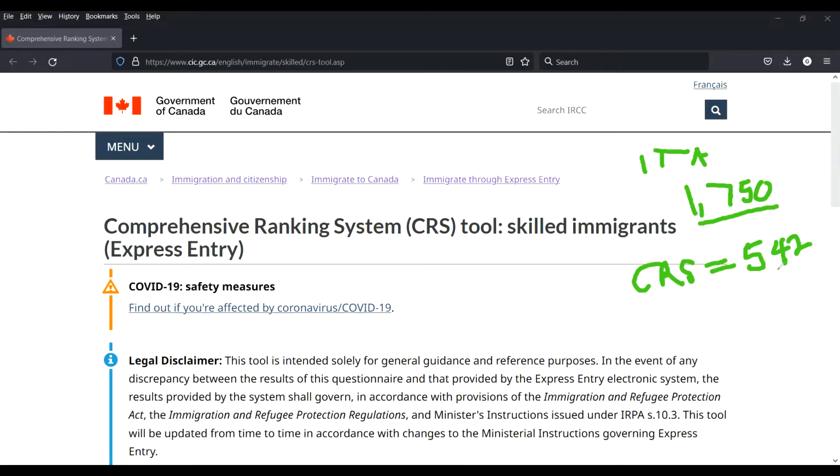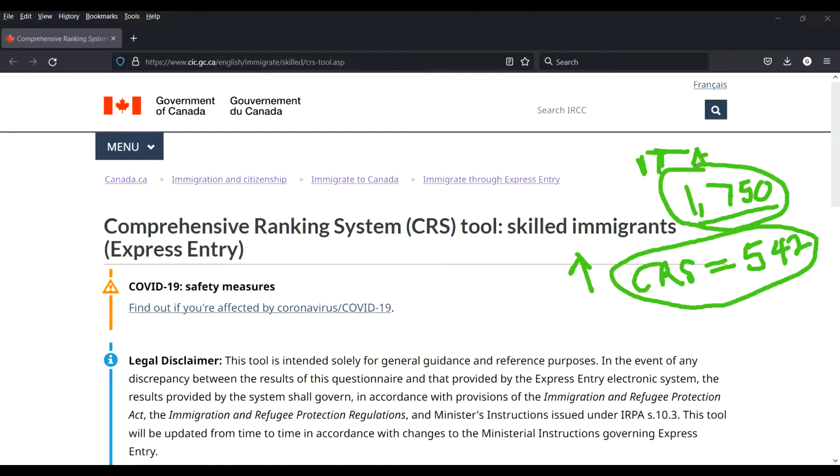So what this means is that any candidate that scored 452 and above, any candidate that scored this score and above, will automatically receive an email or a notice on their profile, which is usually called invitation to apply. So in all the candidates that are in the federal pool, a total of 1,750 candidates were invited. So how do you calculate your CRS score?